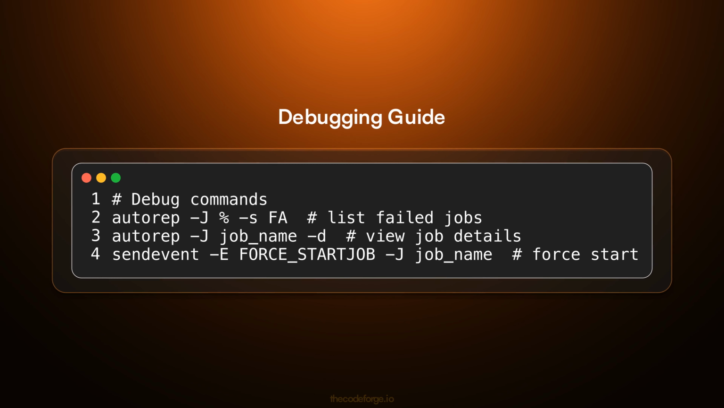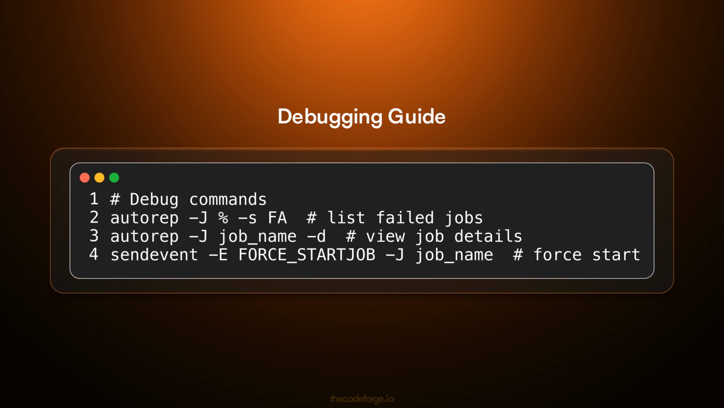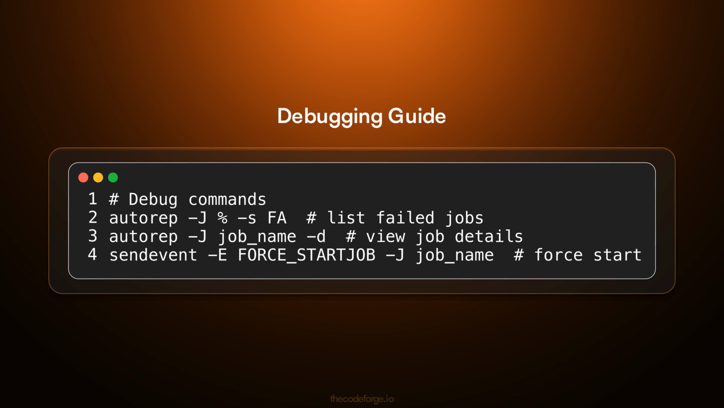When debugging, start by filtering for failure jobs. Click the first red job and view its log. Then switch to FlowView to see the blast radius. Always cross-check WCC status with CLI commands like autorep and sendEvent.